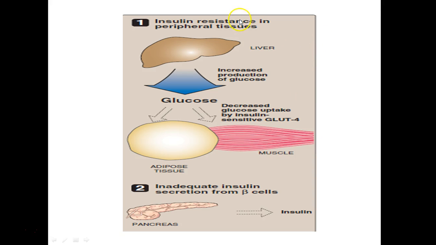So insulin resistance in peripheral tissues leads to increased production of glucose. This glucose is made, and then it cannot enter into muscle or adipose tissue due to a GLUT4 transporter problem. And then there is inadequate insulin secretion from beta cells. You won't be having insulin.